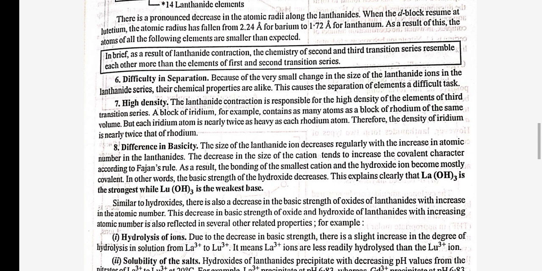The size of the lanthanide ion decreases regularly with increase in the atomic number in the lanthanides. The decrease in the size of the cation tends to increase the covalent character according to Fajan's rule. As a result, the bonding of the smallest cation and hydroxide ion becomes mostly covalent. In other words, the basic strength of the hydroxide decreases. This explains clearly why La(OH)3 is the strongest while lutetium hydroxide is the weakest base.